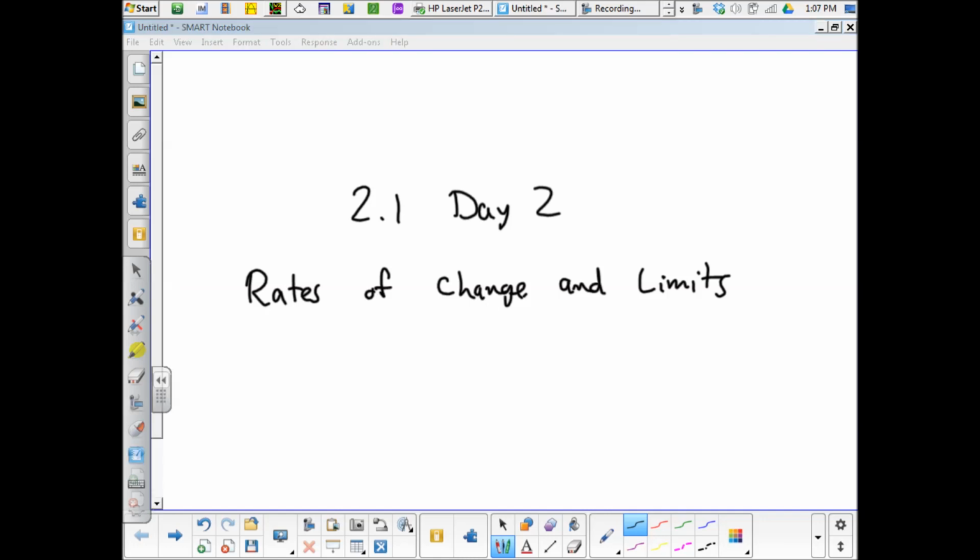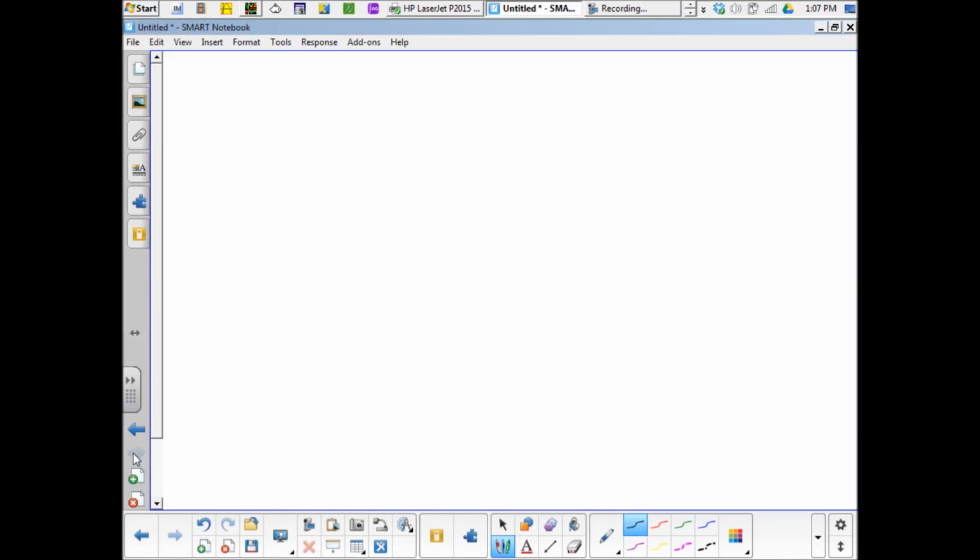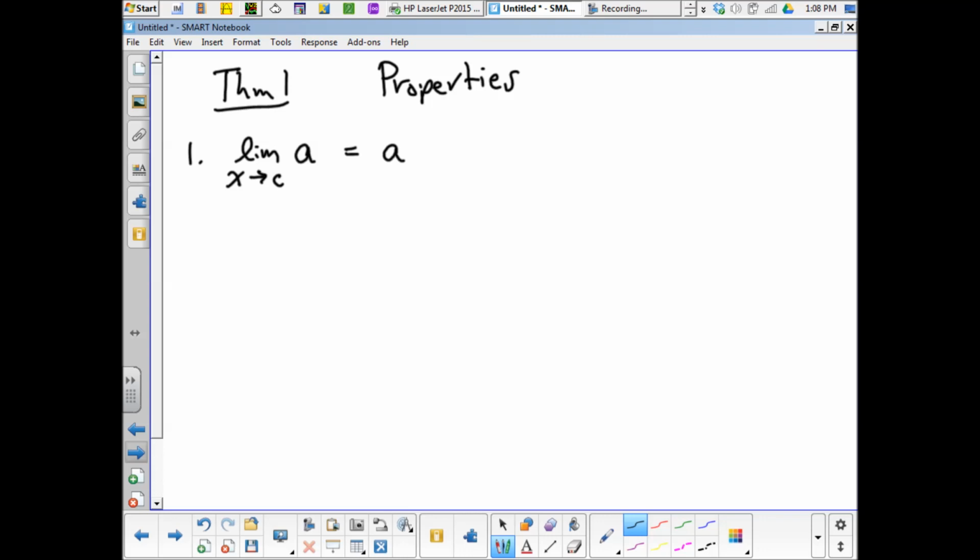So, there are some properties. The book calls it a theorem. These are rules that have all been proven. But the first one is this. You need to know that if you see the limit as x goes to something of A, the answer to this is just going to be A. Okay, so we're talking about constant values, where A is a constant. Let me show you an example of this. This is very simple to understand.